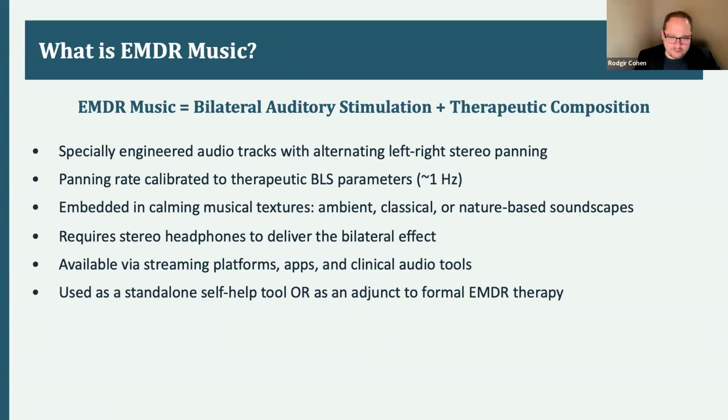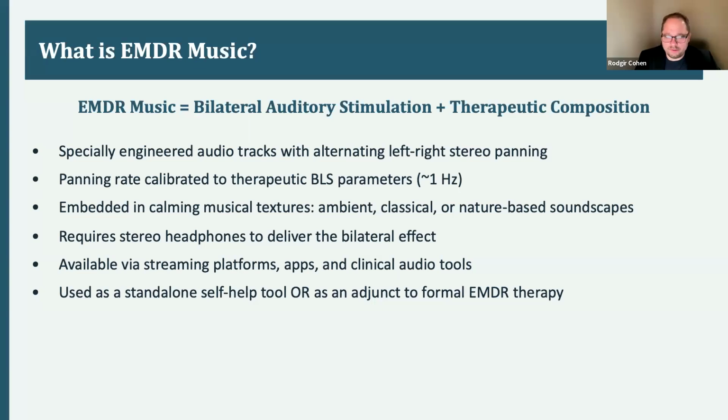So here's what that means technically. The audio alternates from left to right in your headphones, typically at a rate of about 1 cycle per second. That's the bilateral element. The rate is calibrated to the parameters used in formal EMDR therapy. The layer beneath and around that alternating signal is the musical texture, often ambient, classical, or nature-based landscapes. EMDR music requires stereo headphones to work. If you're listening through a single speaker or in mono, you'll lose the bilateral element entirely. So it's better to put your headphones on. The left-right alternation is the mechanism. Without it, it's just music.